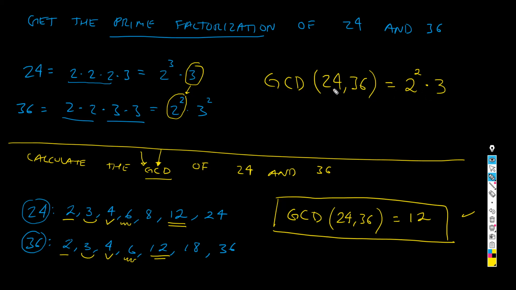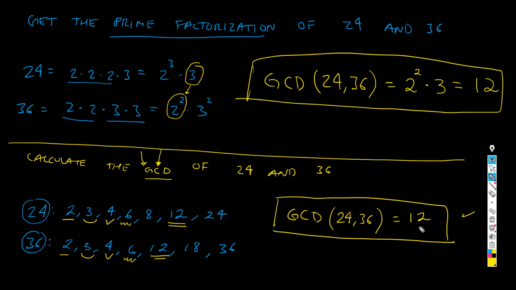The greatest common divisor of 24 and 36 is equal to 2 to the 2 times 3, which if you calculate, 2 to the 2 is 4 times 3 is going to be 12, which is what we knew before. You see? We got the same result. So this is the shorter version.